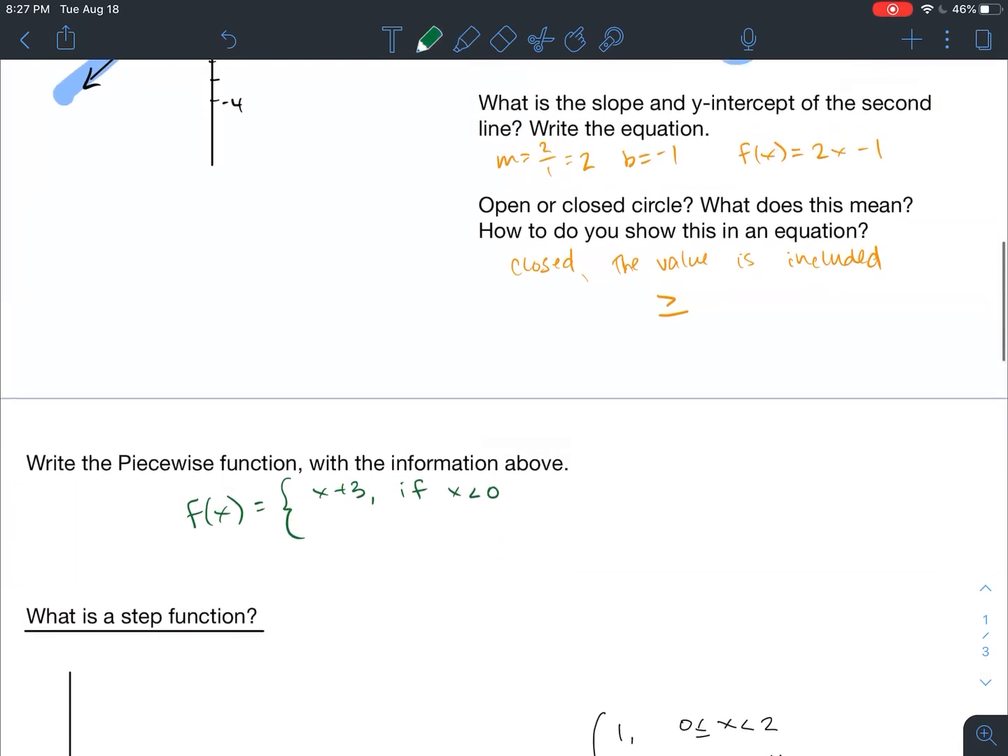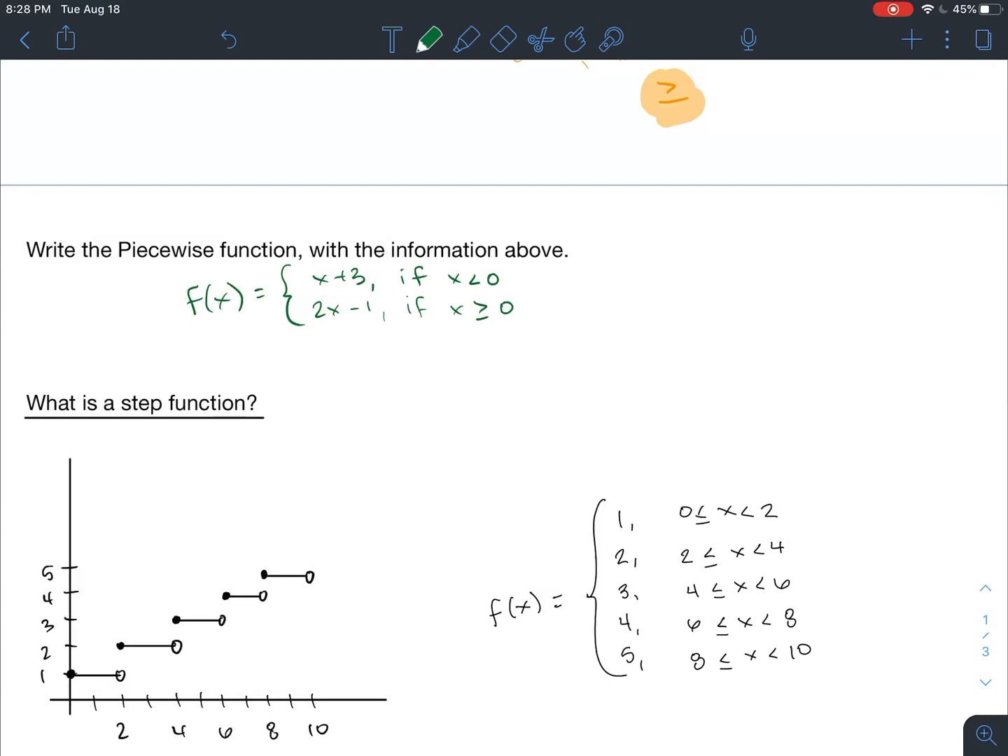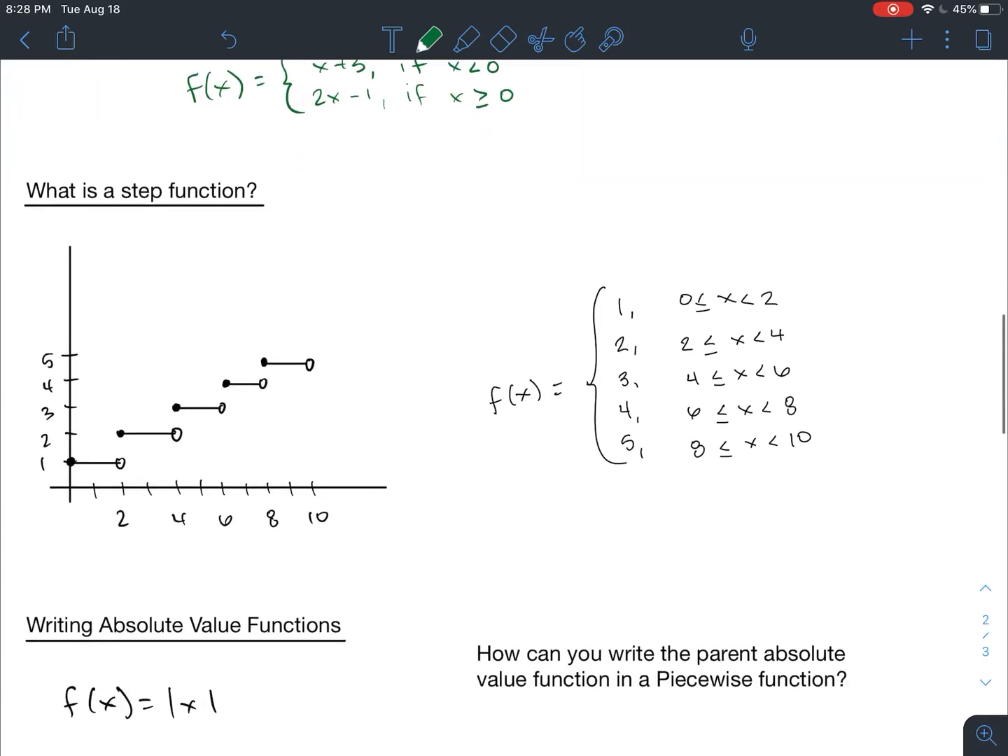And then for the second part of our piecewise function, we had 2x minus 1, and we say if x is greater than or equal to 0. That's what we showed right here. And there you go, that's how you write the piecewise function. So pretty easy and straightforward.